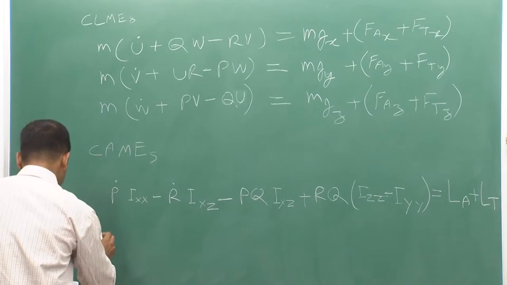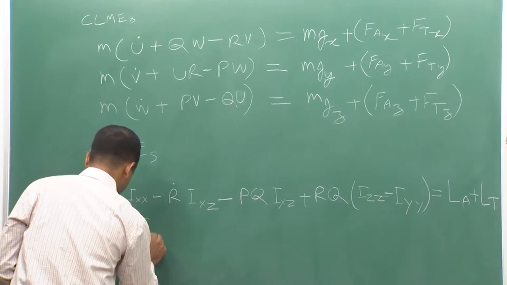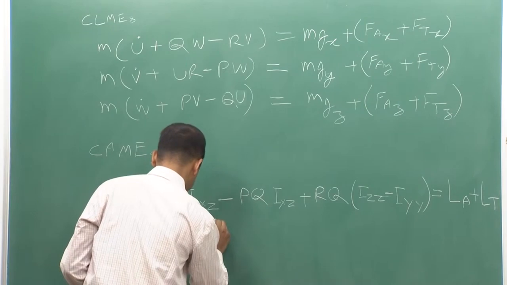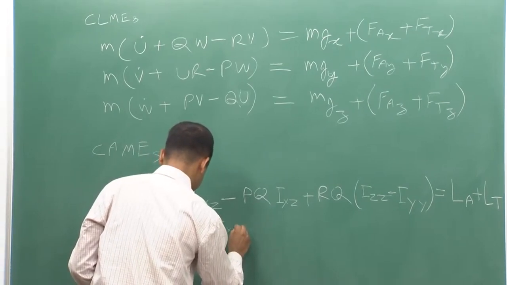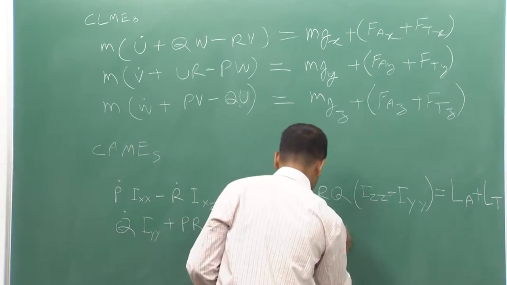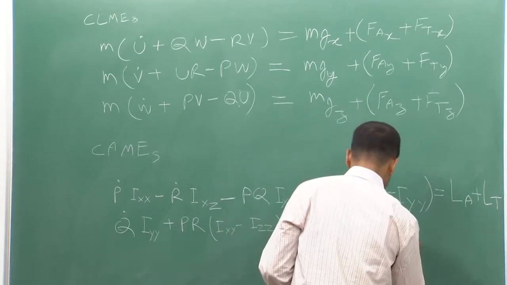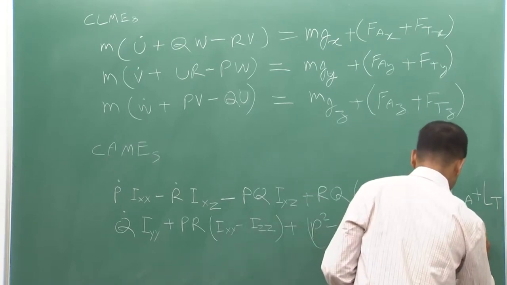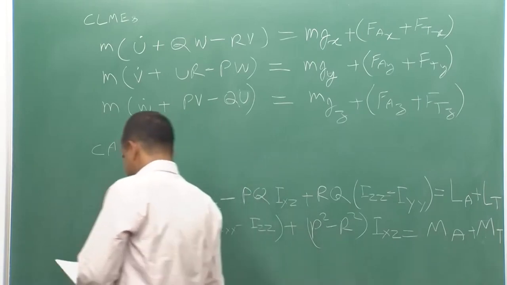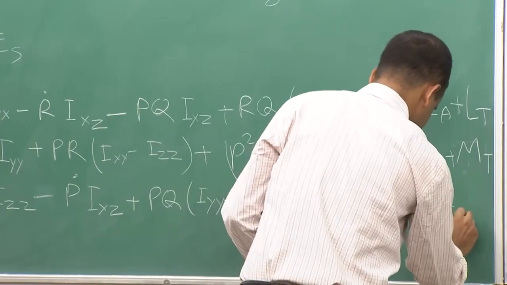The second equation: q dot I y y plus p r (I x x minus I z z) plus (p square minus r square) I x z is equal to m aerodynamic plus m thrust. And the third, the yawing moment due to the aerodynamic forces and thrust.